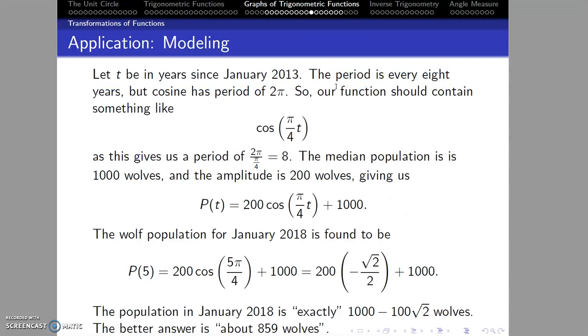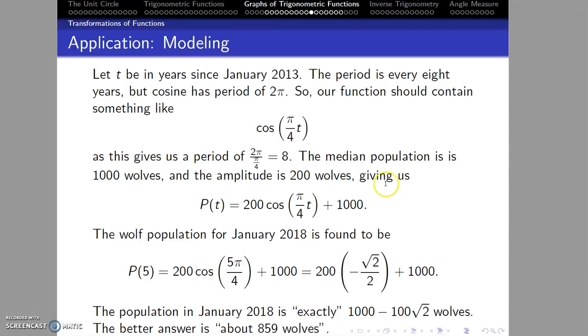So if the period's every 8 years, but cosine has a period of 2 pi, we'd have to divide 2 pi by 8, and we get pi over 4, and that's what I would have to multiply onto cosine here to get what we need. See, 2 pi over pi over 4 is 8, and that's our appropriate period. And then we're going to have 200 multiplied on here to go from 1,000 to 1,200, and then 1,000 back down to 800. We're going to shift up 1,000, and our overall function should look like p of t equaling 200 cosine of pi over 4 t plus 1,000.